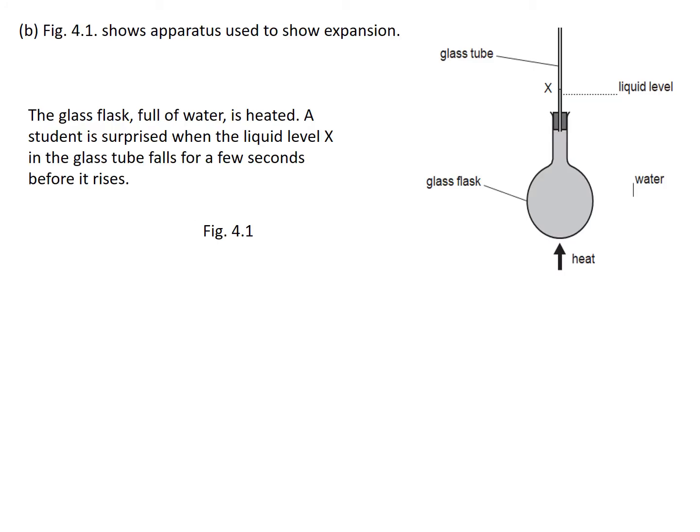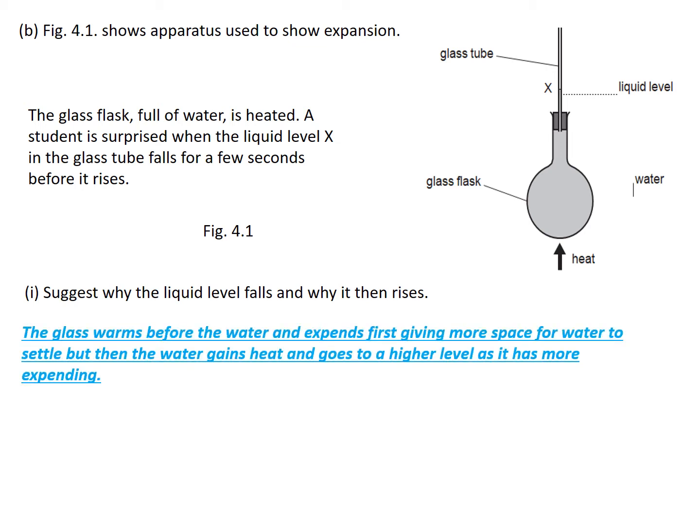Part B. Figure 4.1 shows an apparatus used to show expansion. The glass flask full of water is heated. A student is surprised when the liquid level X in the glass tube falls for a few seconds before it rises. Suggest why the liquid level falls and why then it rises. Answer. The glass warms before the water and expands first, giving more space for the water to settle, but when the water gains heat it goes to a higher level as it has more expanding power.